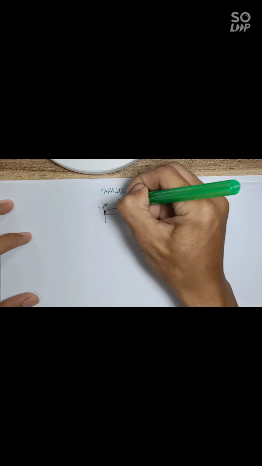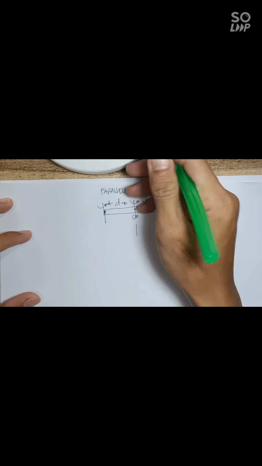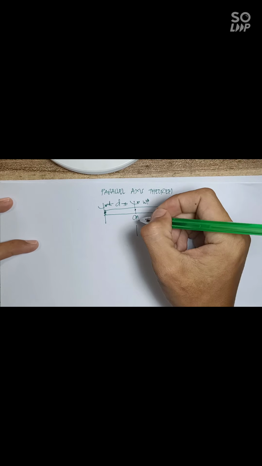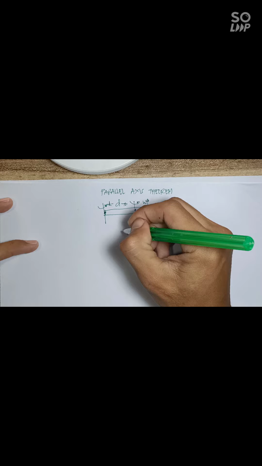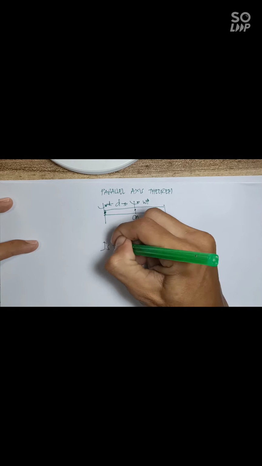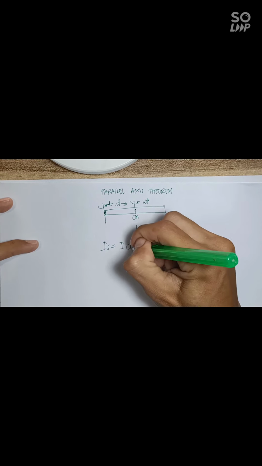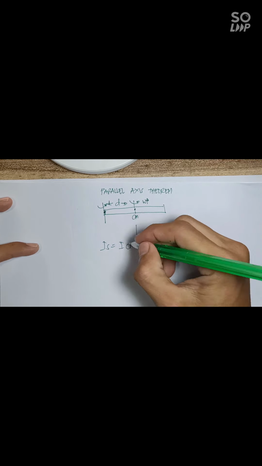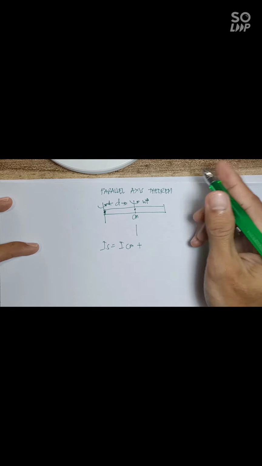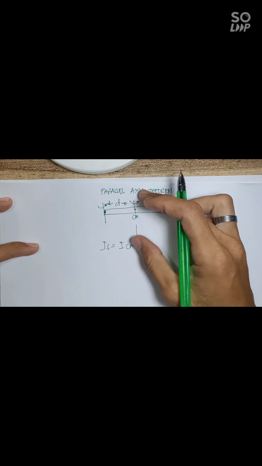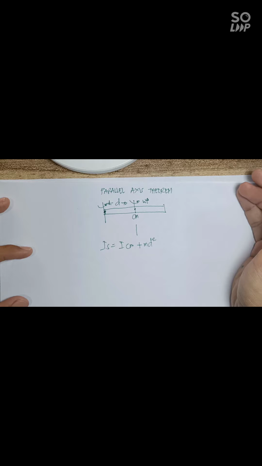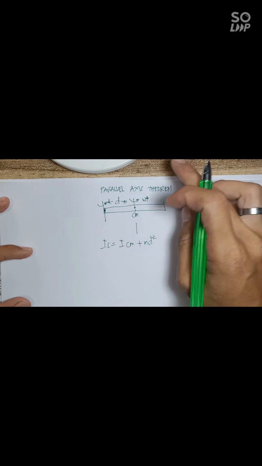separated by a distance d. And the key result that we want is that the moment of inertia about an axis passing perpendicular to the plane of the object through the axis S is equal to the moment of inertia about an axis passing through the center of mass. Notice this parallel axis, plus the mass of the object times the distance between the two parallel axes.